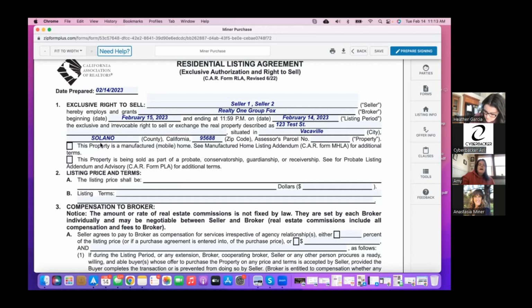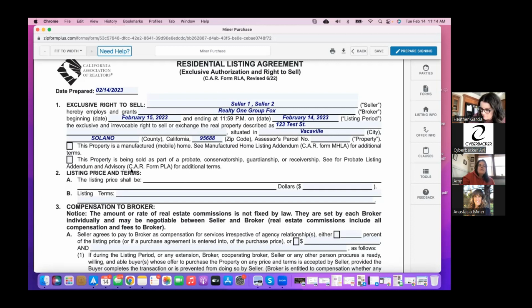Okay. If it's a manufactured mobile home, you're going to click this box here and you're going to include the MHLA, which would be your manufactured home or mobile home listing addendum. Okay, even if it's a real property mobile home on a permanent foundation, we still need to include that addendum if it's a manufactured mobile home type situation.